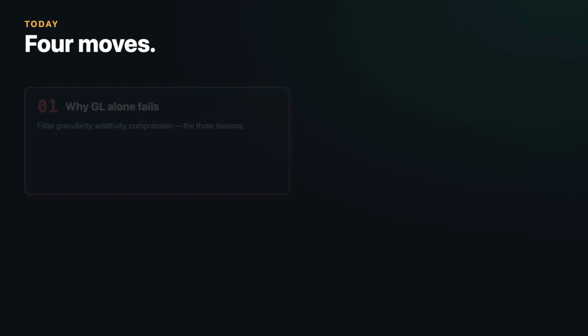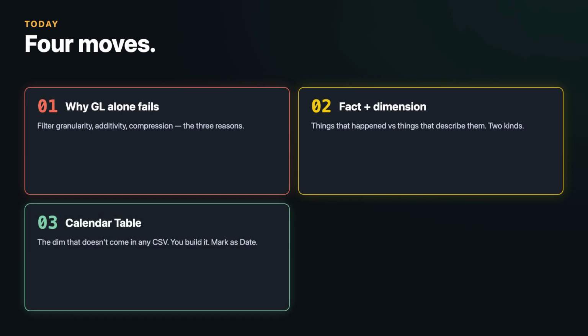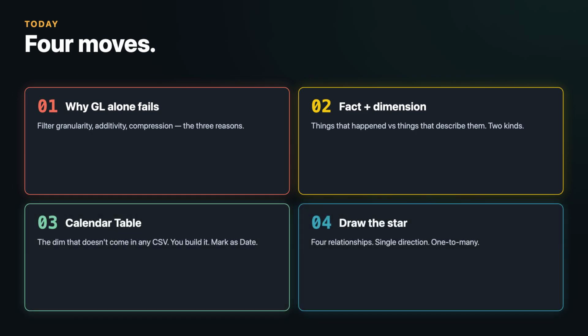Here's what we'll do today, in 4 moves. Why the general ledger alone falls short. Fact and dimension tables. A calendar table we build from scratch. And the star, drawing the relationships. By the end, AtlasParts has a real data model. And then DAX finally has somewhere to land.